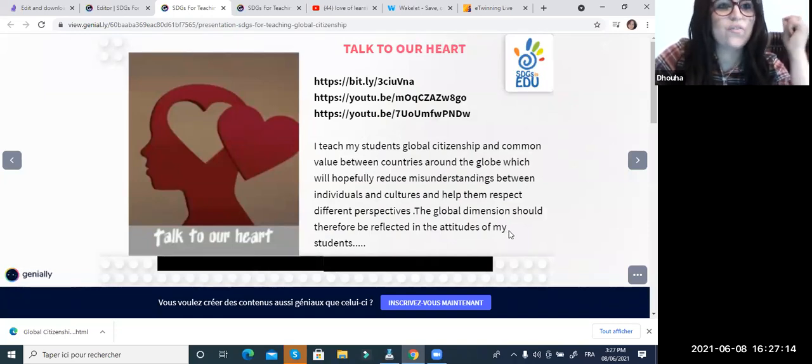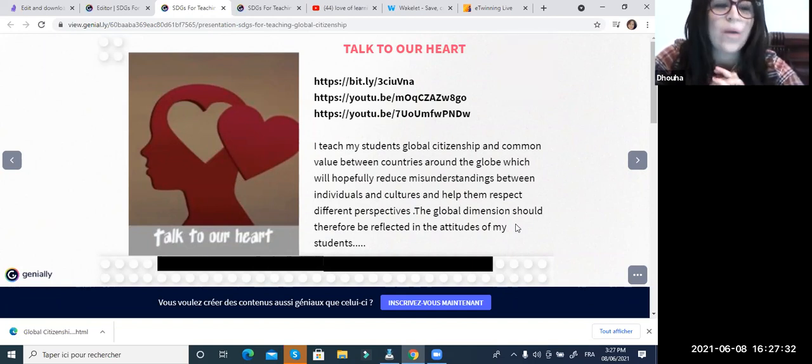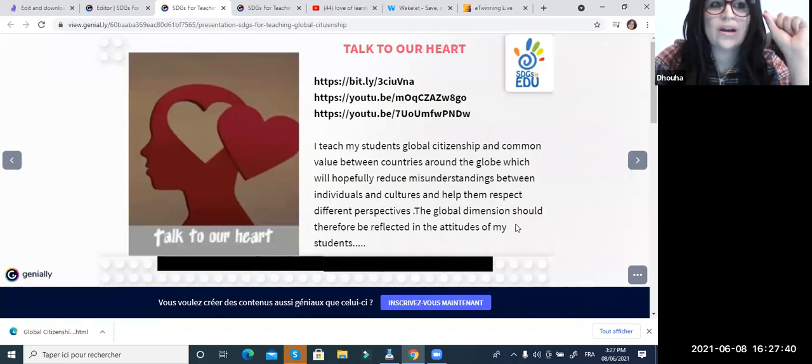So the global dimension should be reflected in the attitude of my students. It became a famous quote: when you talk to me, I forget about it, but when you talk to me in a language I understand, it touches my mind. But when you talk to me in my language, it touches my heart. So we are starting from this point, to touch heart and mind.